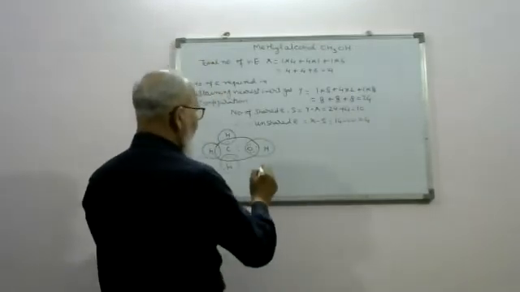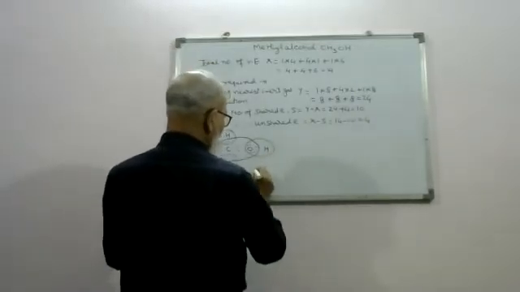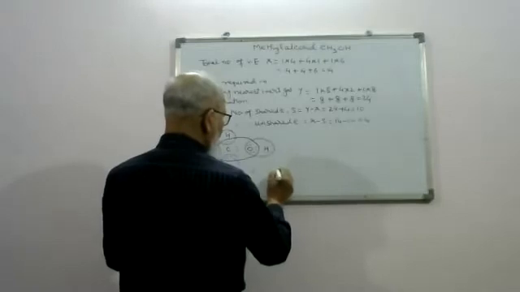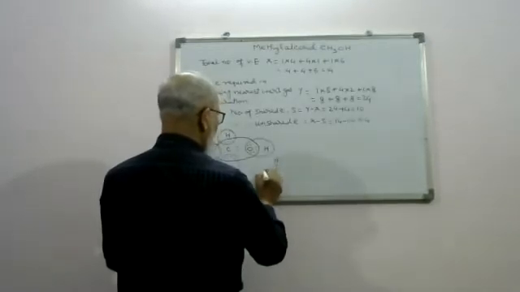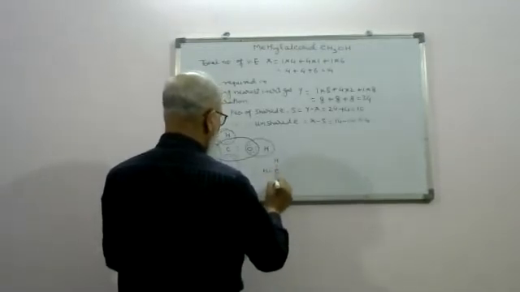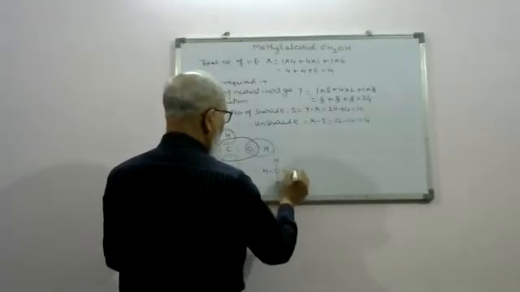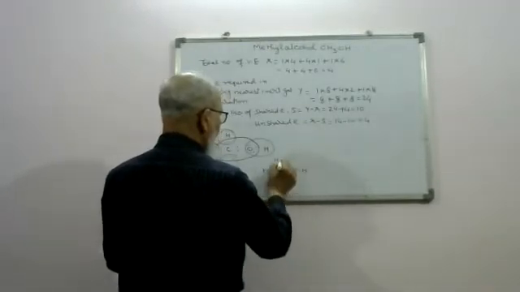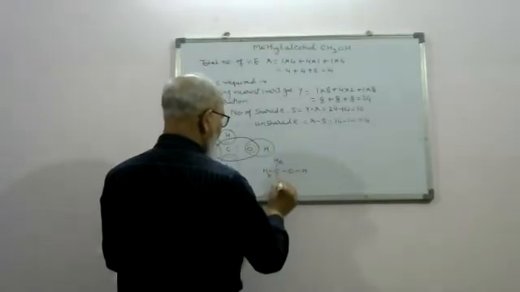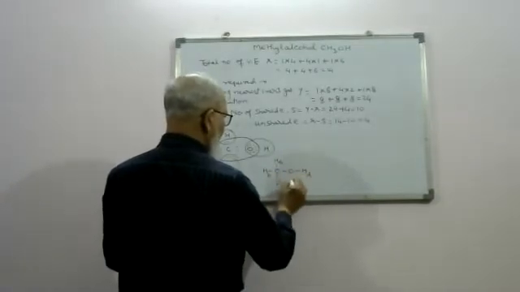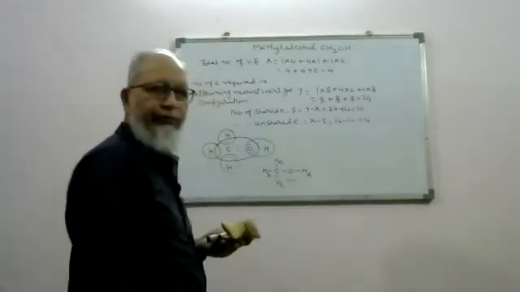Let the various hydrogen atoms be represented by HA, HB, HC, and HD. This is the first Lewis dot structure.